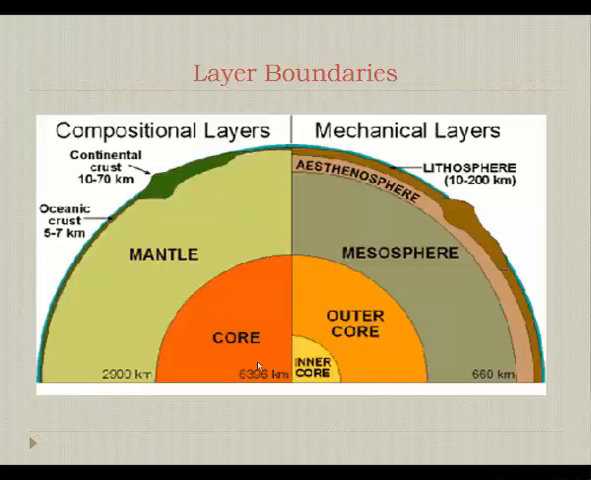Okay, so the result is that we have different layers of the Earth that have different properties, and geologists think about these different layers in different ways. So one way that geologists separate out their thinking about the different parts of the Earth is according to what the parts of the Earth are composed of, or what the layers are composed of. So we call these layers compositional layers.